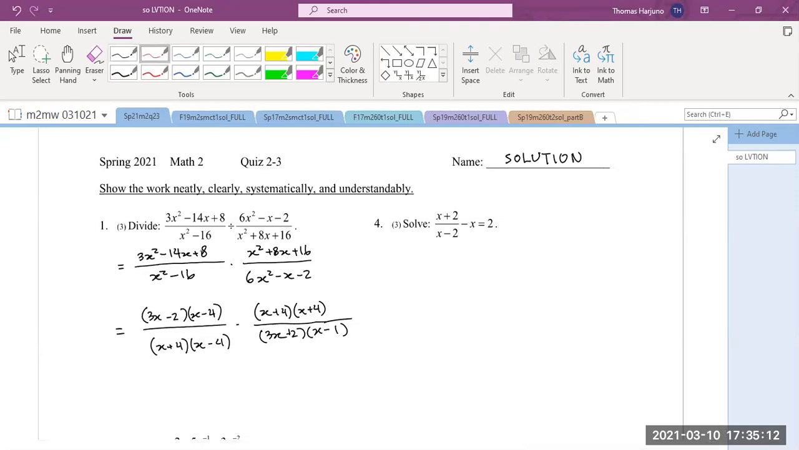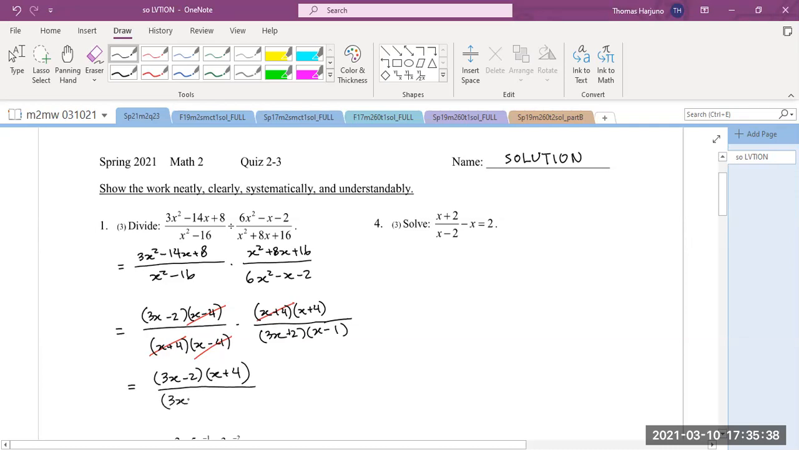So what will cancel? x minus 4 will cancel. x plus 4 will cancel. But 3x minus 2 does not cancel 3x plus 2. So the final answer will be 3x minus 2 times x plus 4 over 3x plus 2 times x minus 1. That's for number 1.